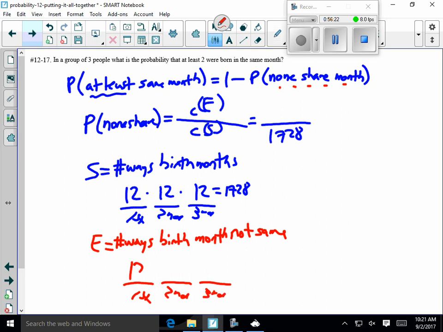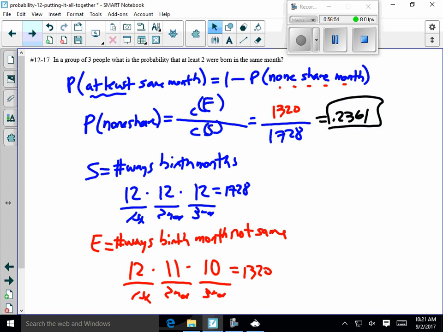So the first person could be born in any of the 12 months. But the second person, right, let's say that the first person was born in March. The second person couldn't be born in March. So there's only 11 choices for the second person to be born. And once we've used up 2 of the months, 10 of them are left for the third person. And if I multiply those out, that turns out to be 1,320. So this would be 1,320 out of 1,728, and that probability turns out to be 0.7639.